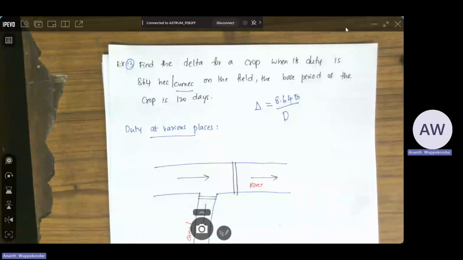So we have derived the relation between delta and duty. So delta is 8.64 B by D. So the base period is 120 days, and the duty is 864 per unit. So you simply substitute B and D, you should get 1.2 meters.